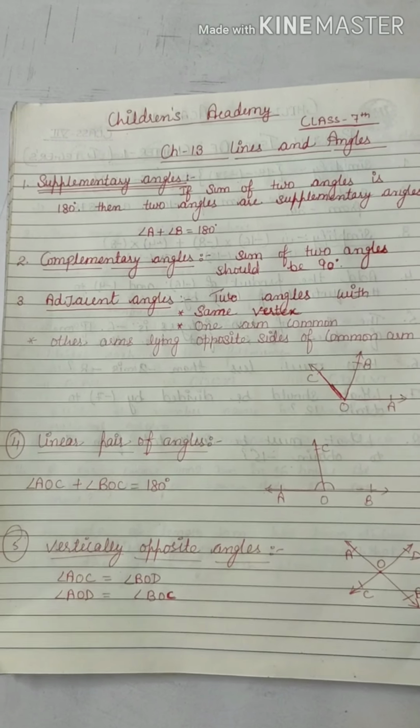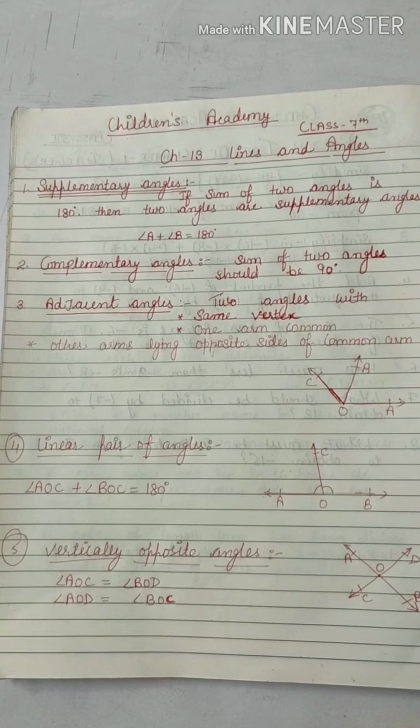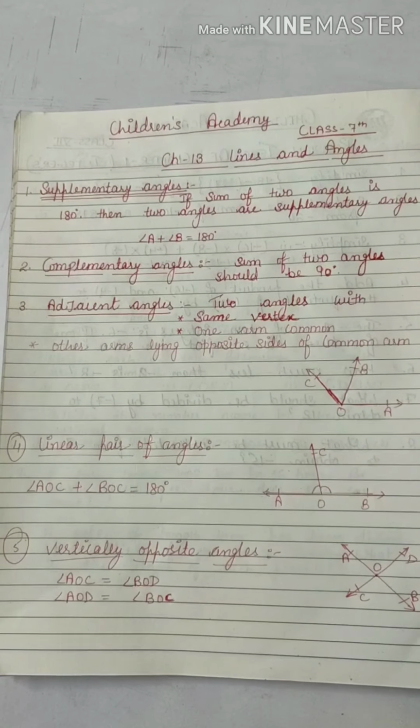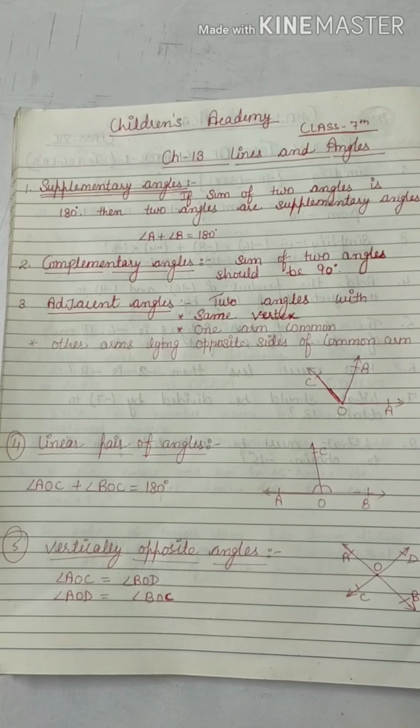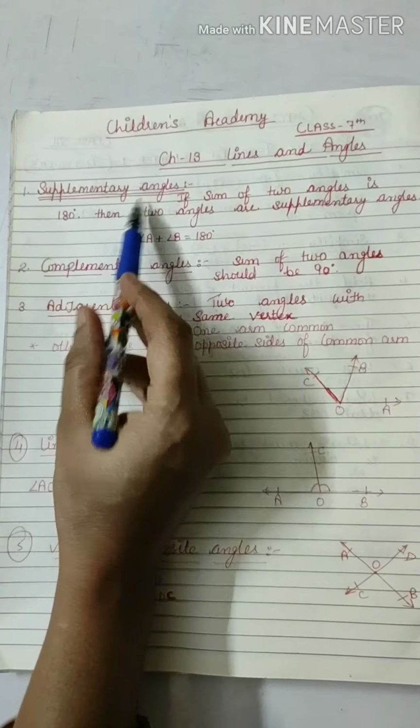Hello students, today we are going to revise our chapter, lines and angles. This is our revision exercise. First one is supplementary angle. The two angles whose sum is 180 degree, these angles are called supplementary angles.